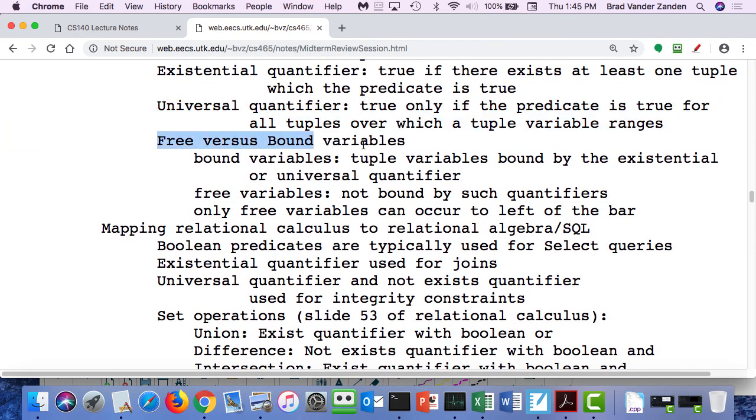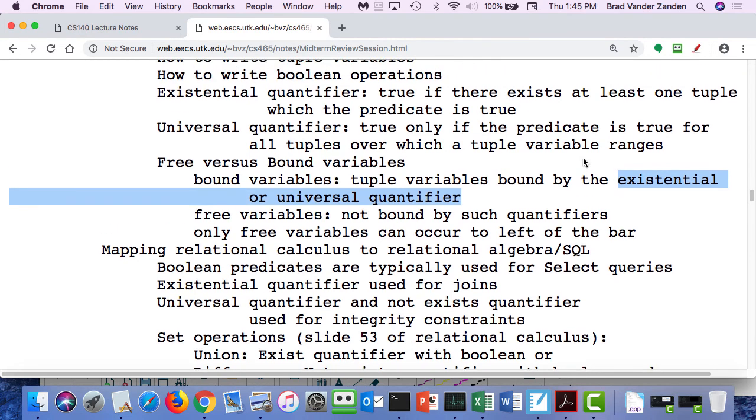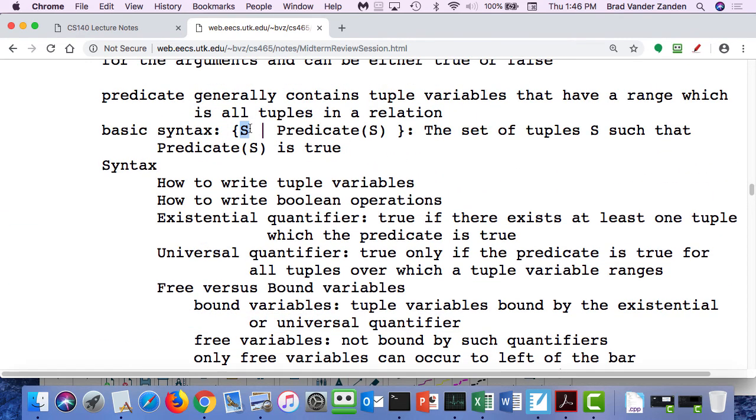And then we had this notion of free versus bound variables. When we talk about variables, we're talking about tuple variables. Bound variables are ones that are bound to an existential or universal quantifier. They are supporting the free variables. The free variables are the ones whose attributes we want to see in the solution. So when we get our set back, they are the tuple variables appearing on the left side. So any tuple variable appearing on the left side of the set, in this case, is free.